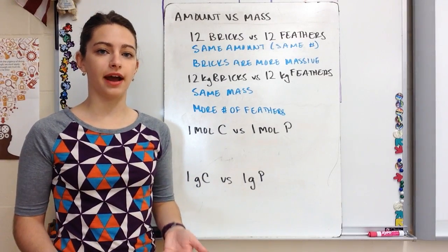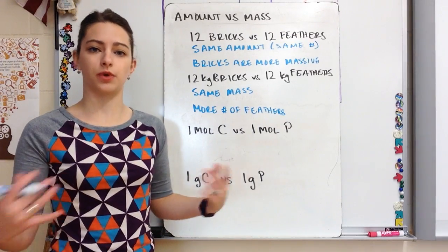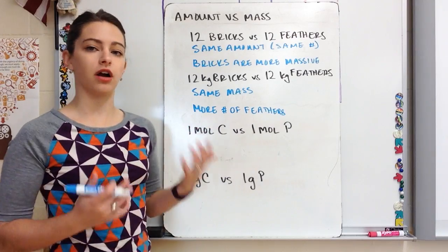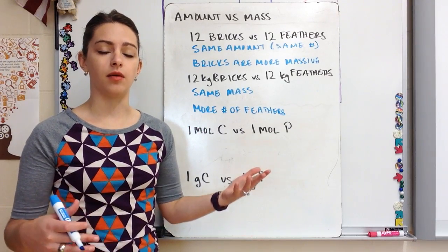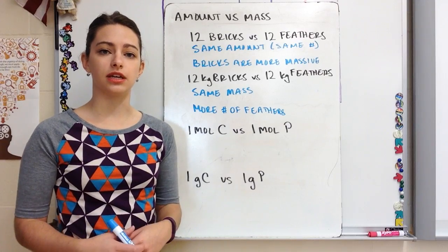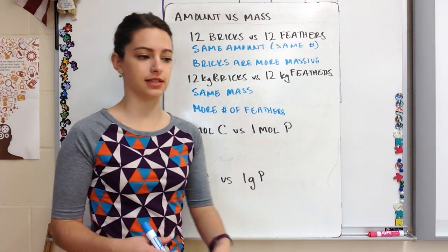Now, if we wanted to compare actual elements instead of just bricks and feathers, because bricks and feathers aren't very useful for chemistry class, what we do need to compare are individual elements. And to do this, we're going to use a number on our periodic table.